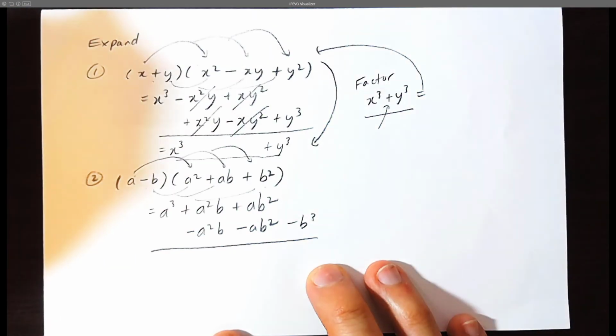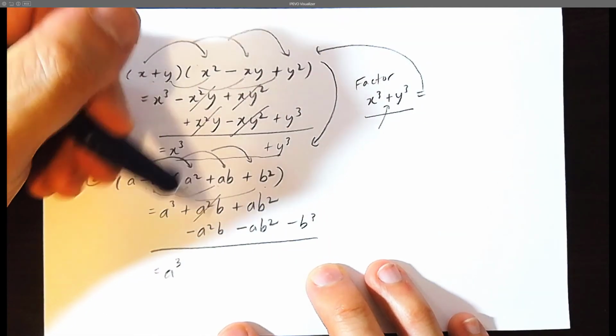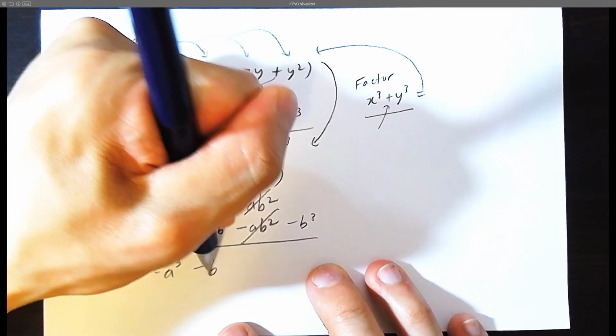Cha-ching! Our final answer is going to be a cubed. These are the same, so they cancel when you add them. And so we have minus b cubed.